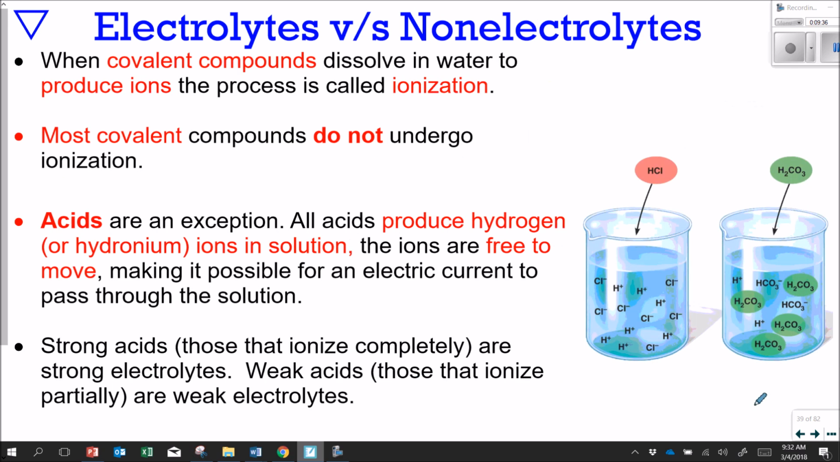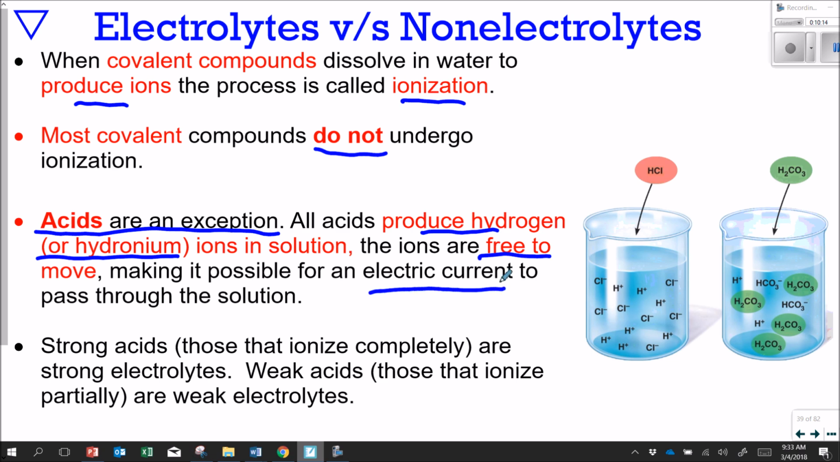All soluble salts and soluble ionic bases will be strong electrolytes because all the ions dissociate and go into the solution. When covalent compounds dissolve in water to produce ions, this process is called ionization. Now, most covalent compounds actually do not undergo ionization. We've talked about that before. They do not form ions. However, acids are an exception. All acids produce hydrogen ions or hydronium ions. We will learn about hydronium ions a little more in acids and bases. And they produce those in solution. Then the ions are free to move, so it is possible for an electric current to pass through the solution.